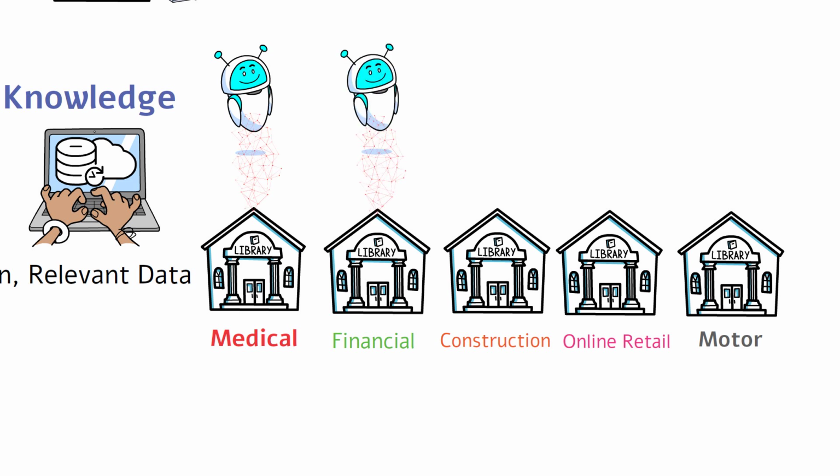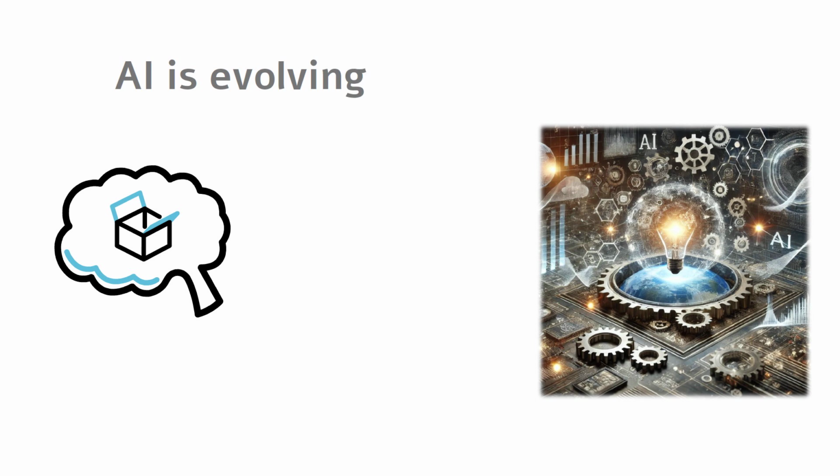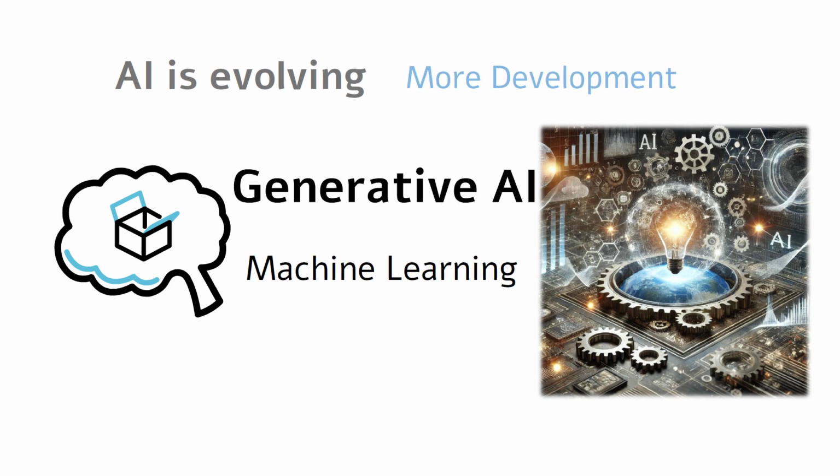We have seen and discussed AI in the world today, working in a silo of libraries in different professions. However, there is more development that we have yet to cover. If you want to know about more specific areas of AI like generative, machine learning, and deep learning, stay tuned on EML for these videos.